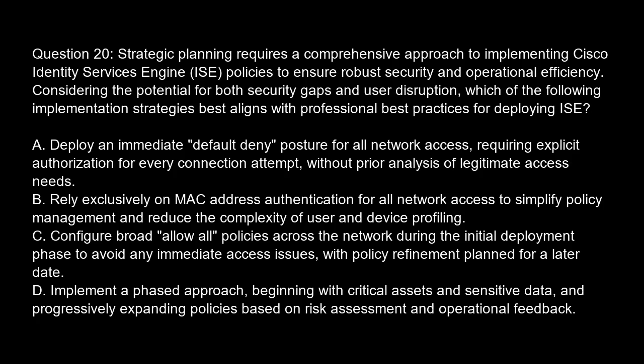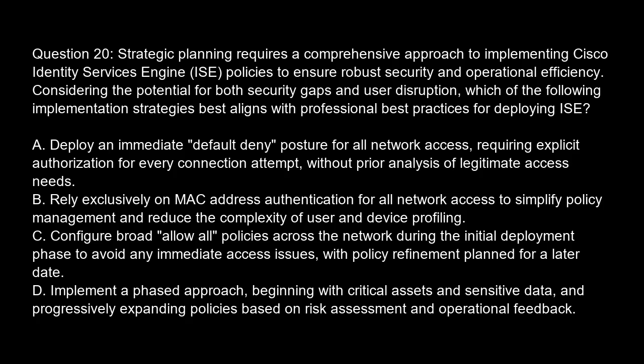Option A. Deploy an immediate default deny posture for all network access, requiring explicit authorization for every connection attempt, without prior analysis of legitimate access needs. Option B. Rely exclusively on MAC address authentication for all network access to simplify policy management and reduce the complexity of user and device profiling. Option C. Configure broad, allow all policies across the network during the initial deployment phase to avoid any immediate access issues, with policy refinement planned for a later date.